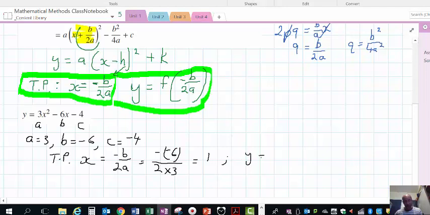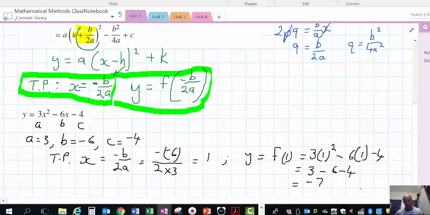And the y value of the turning point, you substitute, it's f of 1. So we substitute 1 into the function. It's just function notation in action, isn't it? 3 minus 6 by 1 minus 4 equals 3 minus 6 minus 4, which is negative 3, minus 4 is negative 7. So the turning point in total is 1, negative 7.